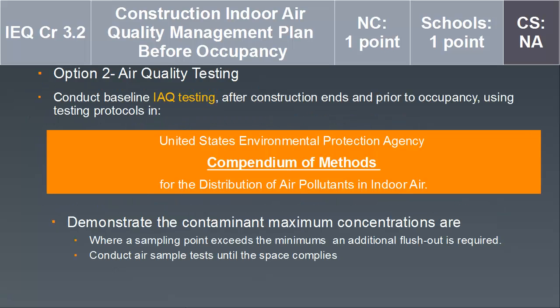Option 2 is air quality testing that's done after construction ends and prior to occupancy, and uses the protocols within the Compendium of Methods from the United States Environmental Protection Agency. In this case, you have to demonstrate that contaminant maximum concentrations are not exceeded, and if they are exceeded, a flush out is required in that area, and you have to continue to take air samples of those spaces until all areas comply. This option is often more expensive, and it can be more unpredictable if all areas are going to comply or not, as opposed to just a flush out of the whole building.